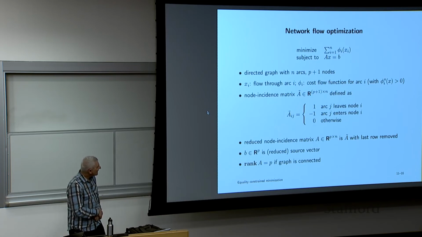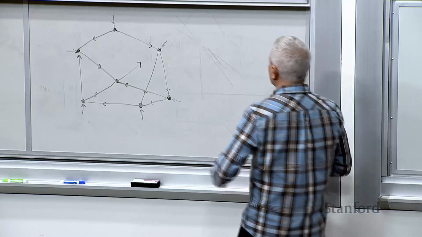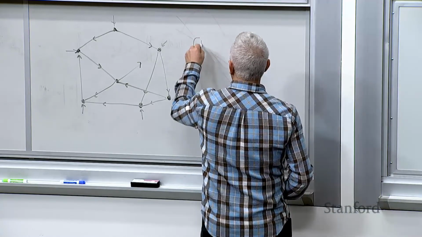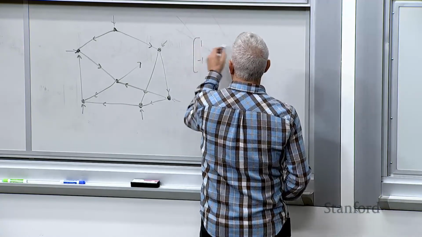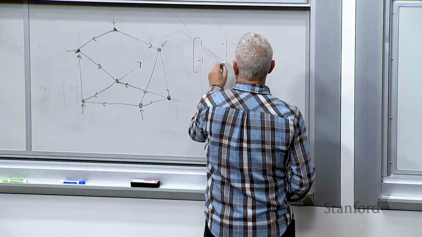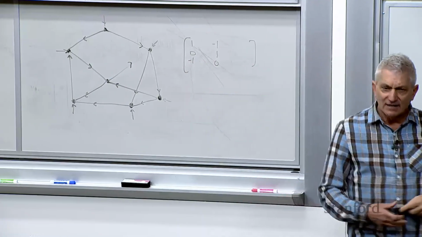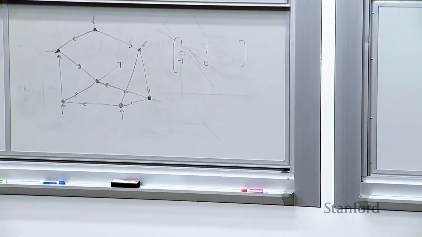So, okay. Let's see. How do I know that this is not full rank? I mean, how do I know that if I write a matrix that looks like this, how do I know it's not full rank?